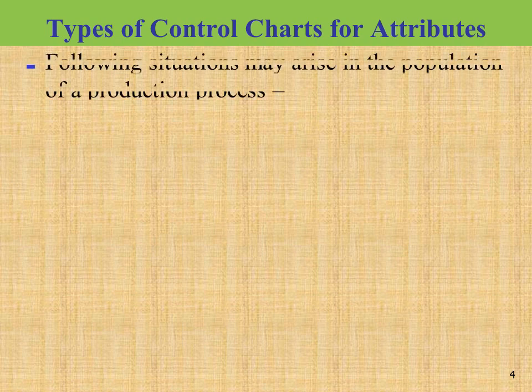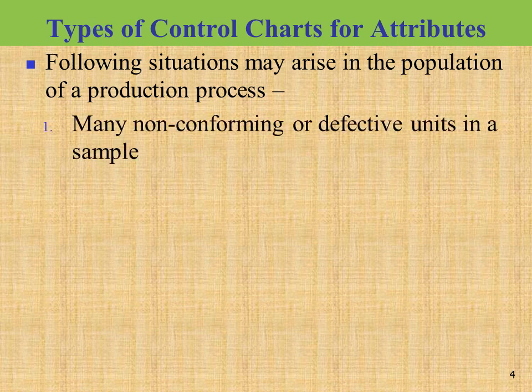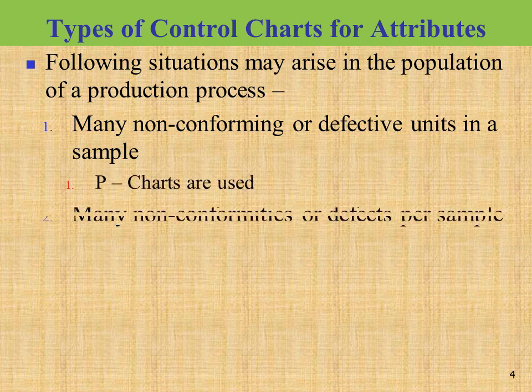We have a variety of control charts which are used for attributes. The following situations may arise in the population of a production process while manufacturing a kind of product. We may have a product of such kind that the units produced would either be defective or non-defective. If we have many non-conforming or defective units in a sample, then we go for preparing P charts.